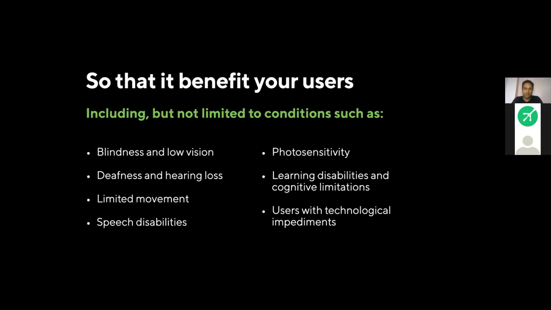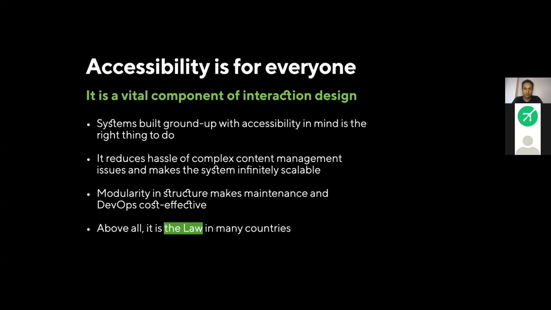It's because you are helping out your users. You're making sure that users are able to use your system properly. So anybody with blindness or low vision, deafness or hearing loss, limited movements, speech disabilities, photosensitivity, learning disabilities, or users with technological impediments are able to access your information the same way every other user is intended to. So that's why you actually need to make your system accessible.